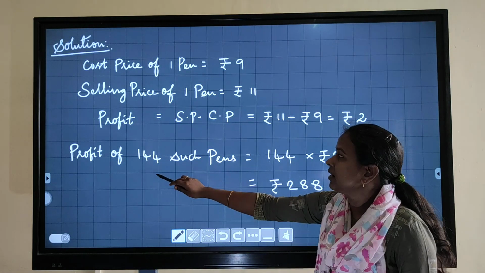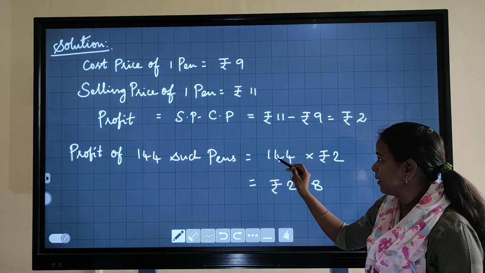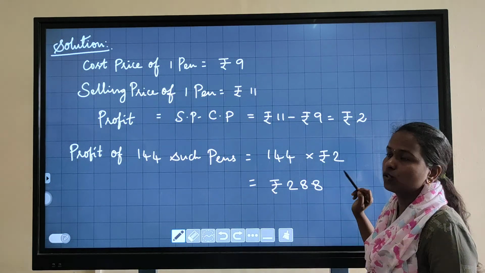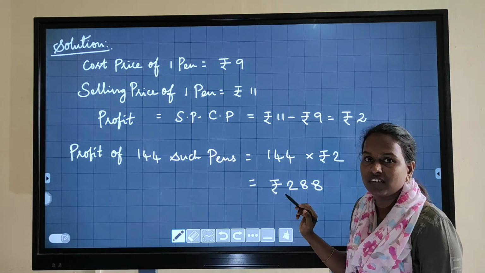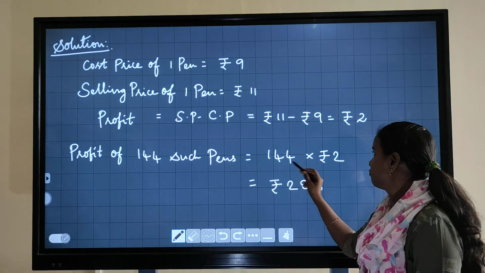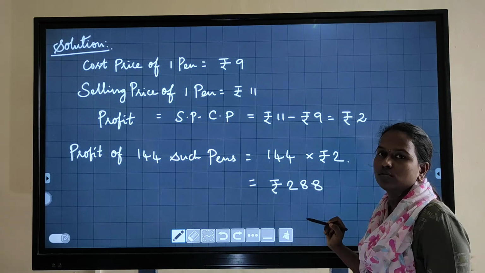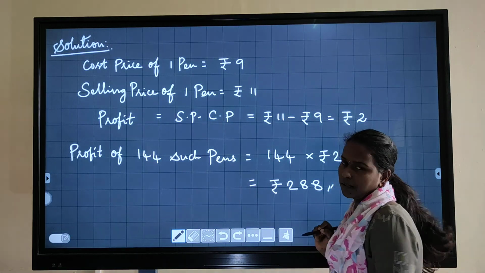They are asking the profit of 144 such pens. So you have to multiply 144 with rupees 2, because one pen's profit is 2 rupees. That means 144 pens' profit is multiplied by 2. So if you multiply, you will get 4 2s are 8, 4 2s are 8, 1 2 is 2. So the answer is rupees 288. So this is the answer.